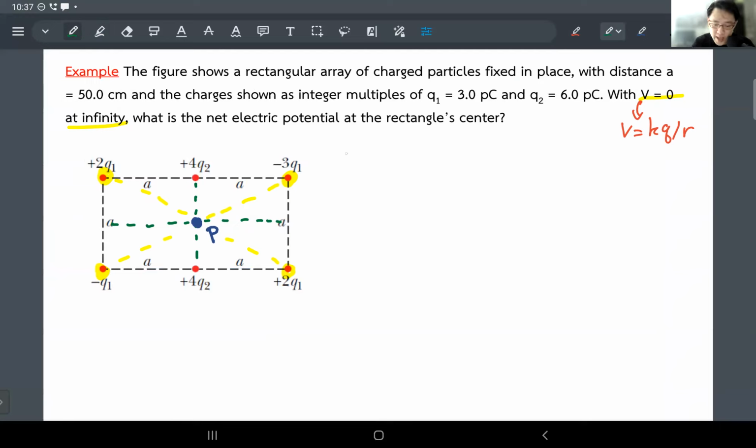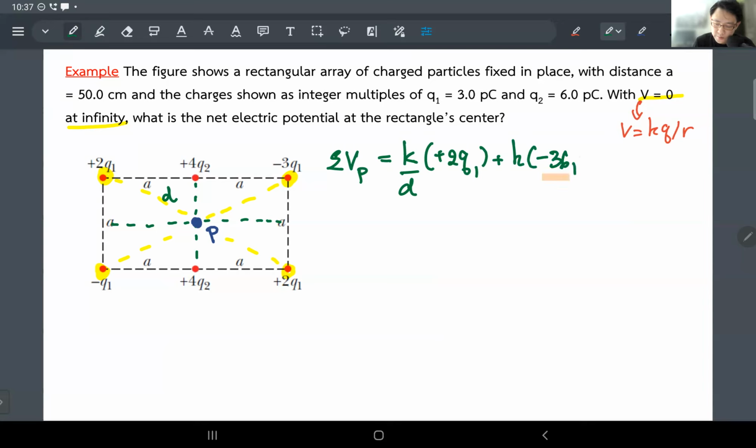All right. So you say the potential at point P total, let me put the sum of V at P, is going to be equal to, you start from the upper left, k times the plus 2q1, don't forget the sign, divided by, now let me call this diagonal D for now. We can figure out D very easily from the Pythagorean theorem, all right? But for now, let me call it over D. And then you keep doing it for the next corner, k times minus 3q1 over D. On and on, right? And two more.